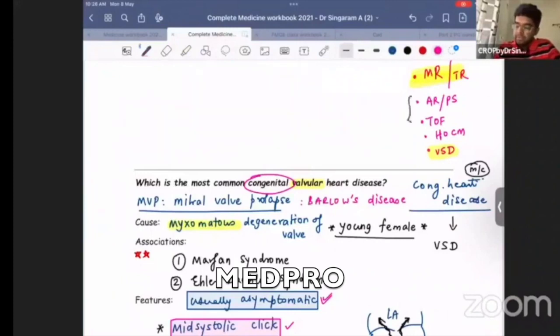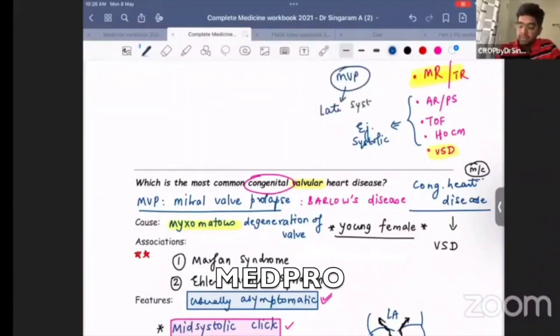Whereas AS, PS, tetralogy of Fallot, and HOCM, what type of murmur you get? You get what? Ejection systolic murmur. And now I have told you MVP, that is mitral valve prolapse. What type of murmur you get in mitral valve prolapse? Late systolic murmur. These are all the important examples of murmurs which are in the category of systolic murmurs.